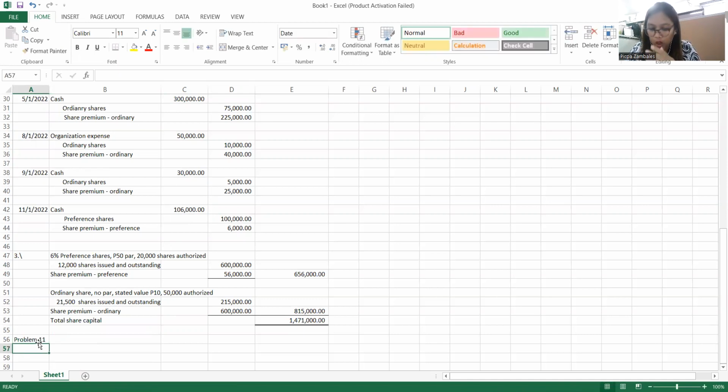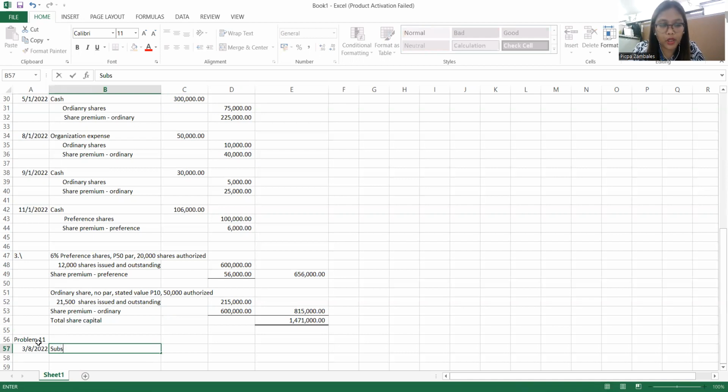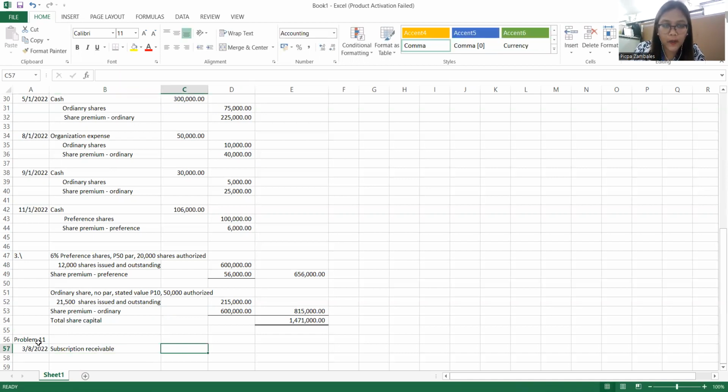Problem 11. Okay, on May 8, the company received subscriptions to 14,000 ordinary shares at 30 pesos per share, collected 65% of the subscription price. So, nakakollect naman na tayo. So, let's record March 8. So, let's record the subscription, no? Upon subscription, let's record the subscription receivable. Subscription receivable. For how much? So that is 14,000 ordinary shares at 30 per share.